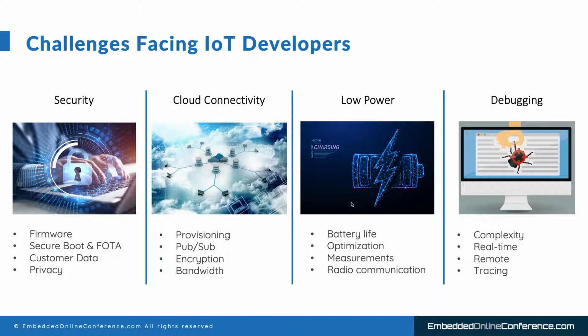Second, we have low power, which is a pretty big issue. A lot of IoT devices are battery operated. Some of them are going into hard to reach places around the world, and being able to optimize that battery life is really important. And then finally, debugging.